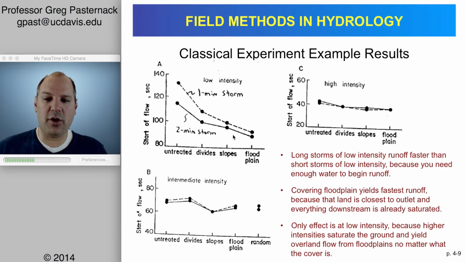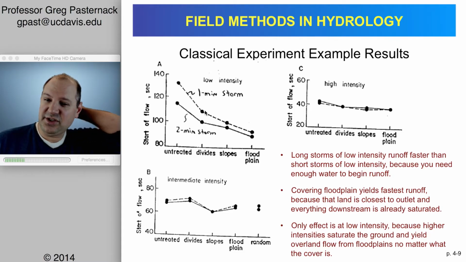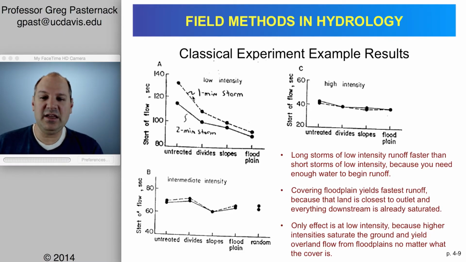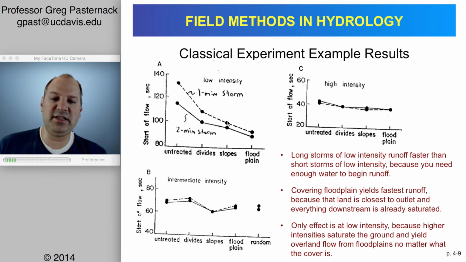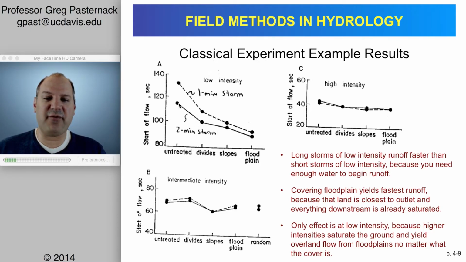For the low intensity storm, you can see the start of runoff is anywhere from 80 to 140 seconds. And it's dramatically different. If we have an untreated case, we have the longest duration before runoff occurs. Even putting impervious cover over the divides significantly speeds up the start of flow. Putting it on the slope speeds up a little more, and putting it on the floodplain is the fastest. Now, there's no error bars here, so we can't assess from this plot alone the uncertainty that's here. But let's just take it for the moment that the floodplain is the one that has the fastest response. So it's the winner, so to speak. You can also see that for a longer storm, we get a faster runoff than for a shorter storm.